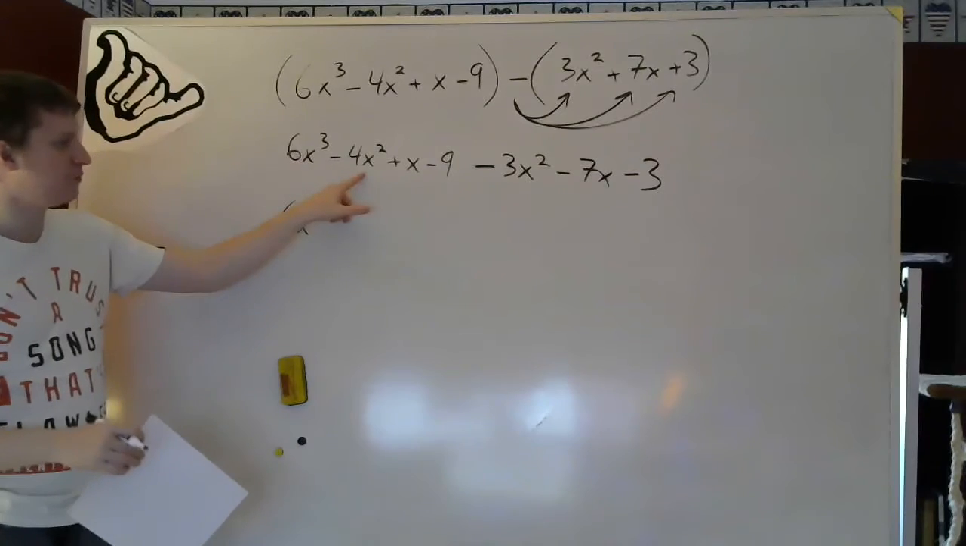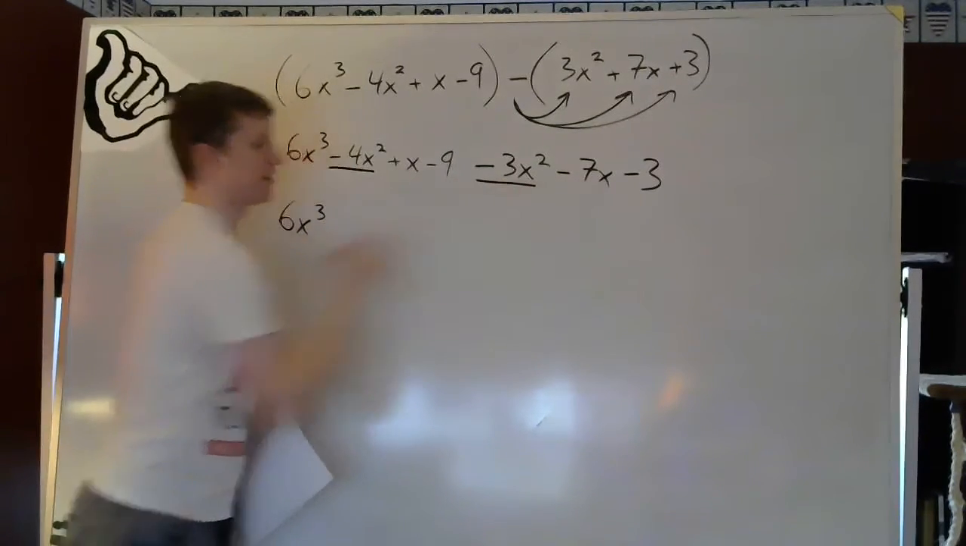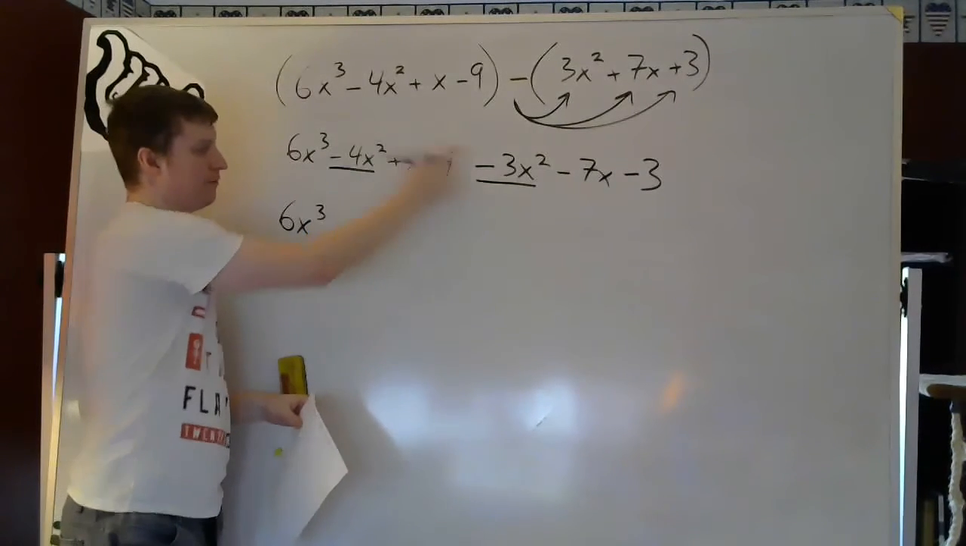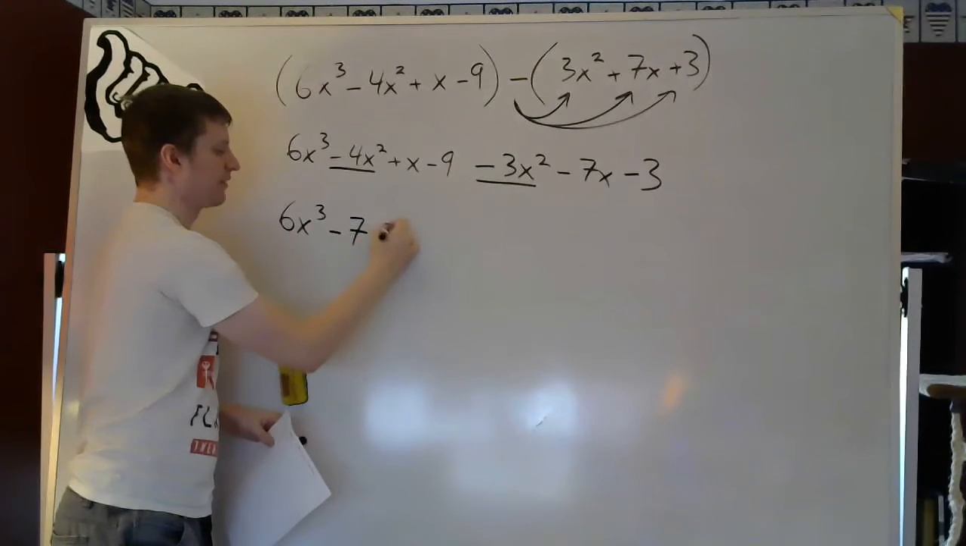Next, let's move on to the x squareds. And I see I do have one. So negative 4x squared and negative 3x squared, we can combine those. Those go together. Negative 4 minus 3 is negative 7. And then I still have my x squared on it.